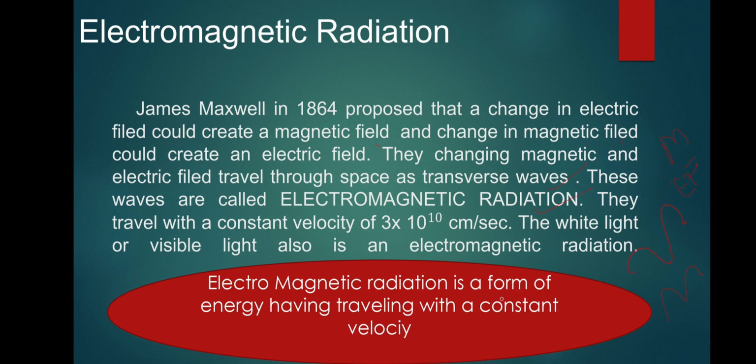So electromagnetic radiation is a form of energy traveling with a constant velocity. Constant velocity, that is speed. Speed per second is velocity.